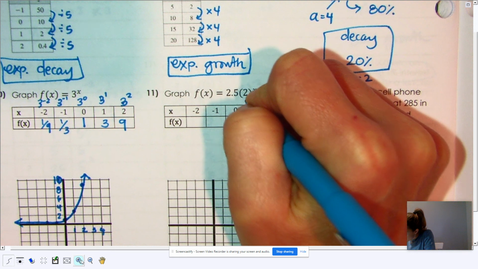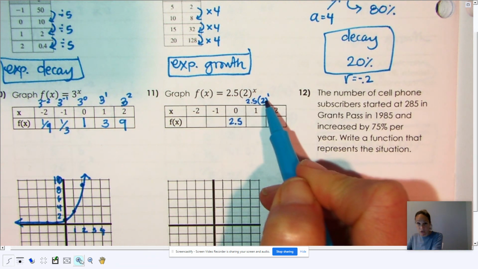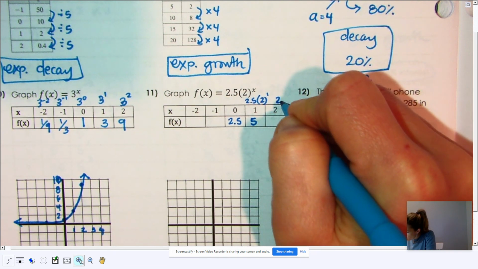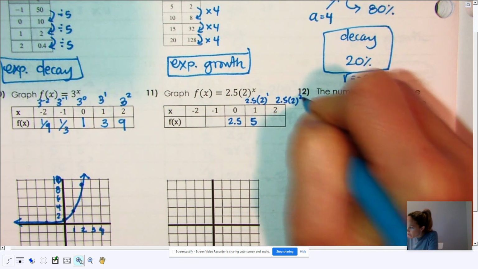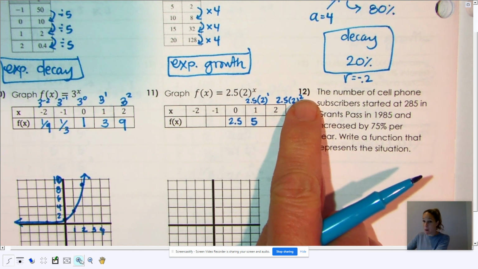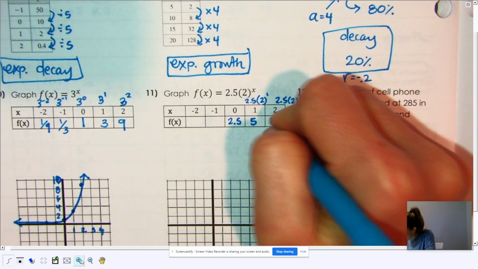If I have 2.5 times 2 to the 1, 2 to the 1 is 2. 2 times 2.5 is 5. Then I would have 2.5 times 2 squared. Remember, we have to do the exponent first. Remember PEMDAS or GEMDAS, or please excuse my dear Aunt Sally. So we've got 4 times 2.5, which is 10.